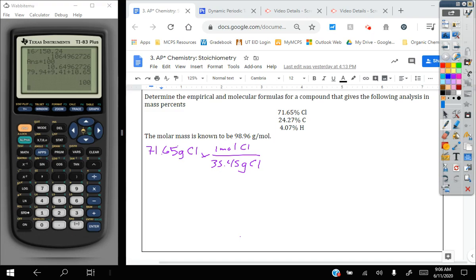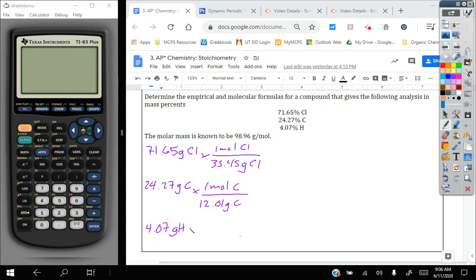No, you only have to deal with specific element masses on here. You don't have to worry about diatomic elements with empirical formulas. So we've got 24.27 grams of carbon, 1 mole of carbon, and 12.01 grams of carbon. I did percent to mass, so I'm assuming I have grams of all of these, and then I'm working on the mass to mole step, converting all of these from grams to moles.